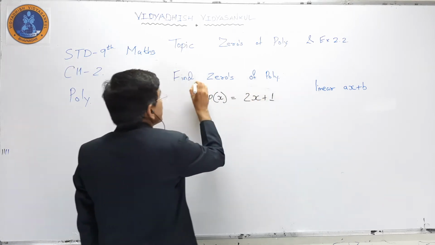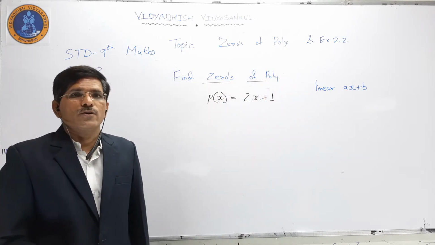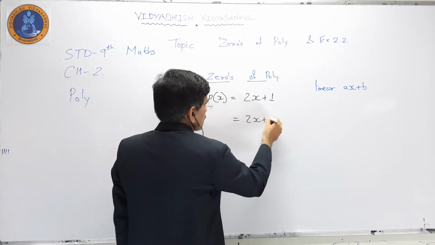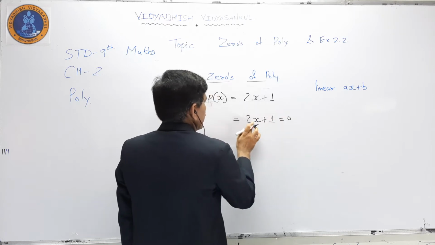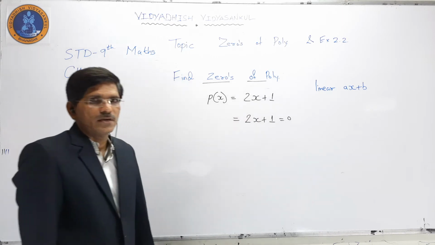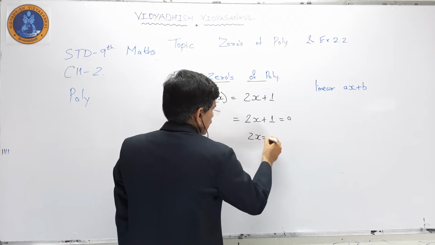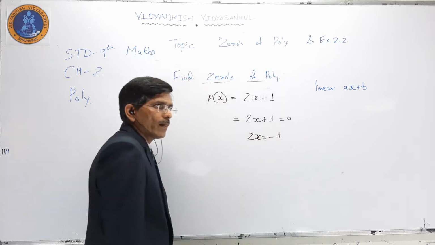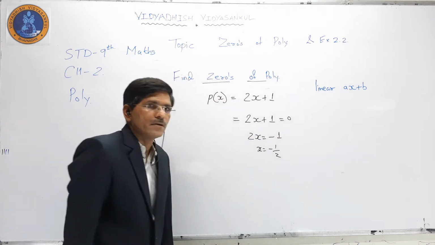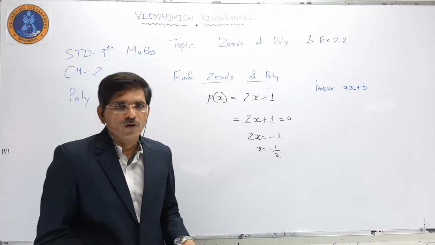Now to find the zeros of the polynomial, what do I have to do? I have to put it equal to 0. That is, 2x plus 1 is equal to 0. Therefore 2x is equal to minus 1, and x is equal to minus 1 upon 2. That is how to find the zeros of a polynomial.